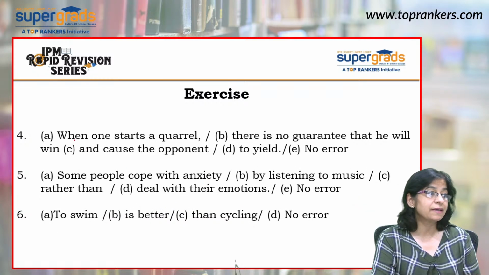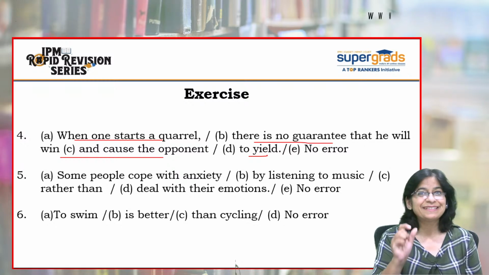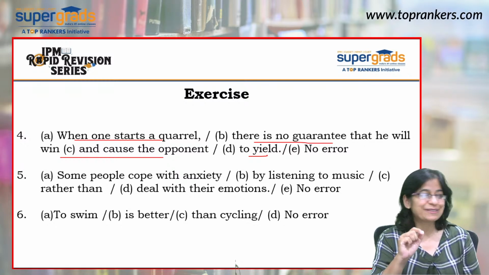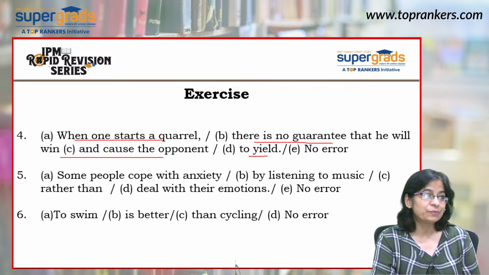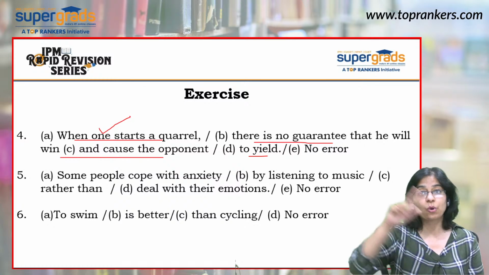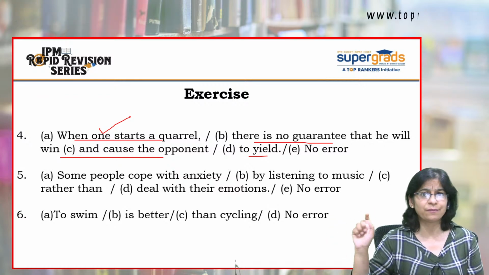This one says, when one starts a quarrel, there is no guarantee that he will win and cause the opponent to yield. Now, this one is a slightly tricky sentence. Let's look at it together. Yes, fine. That's really great. So this one, see, whenever we use the indefinite pronoun in the sentence, it should always be followed by the similar structure. That's really important.